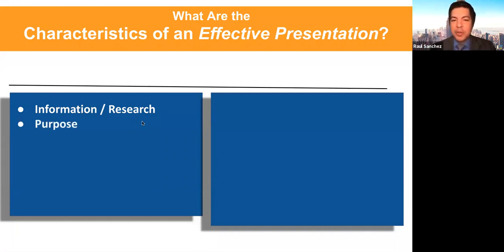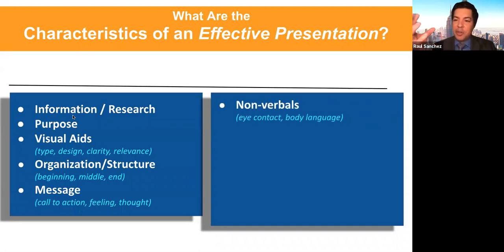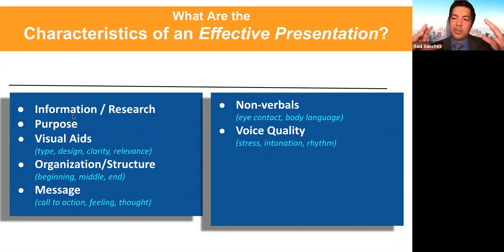Of course, the purpose is important. Visual aids in here, thinking about type, design, clarity, and relevance, organization, structure, and the message. Again, those three areas of call to action, feeling, or thought. And then on the other side here, we also have nonverbals, right? Eye contact, body language.